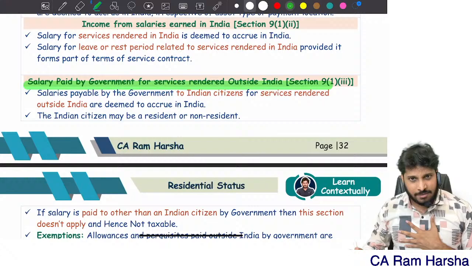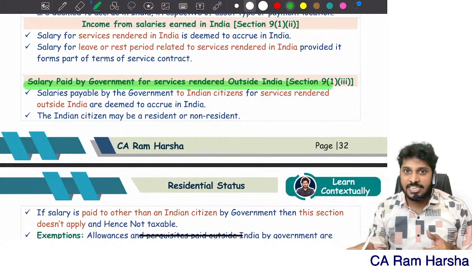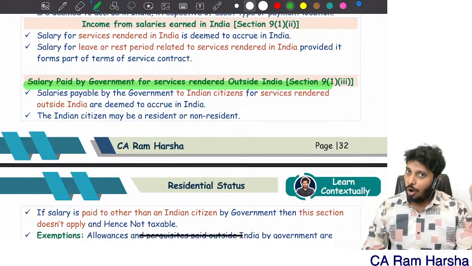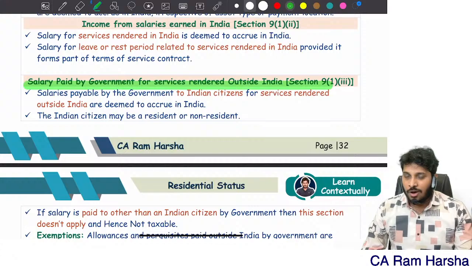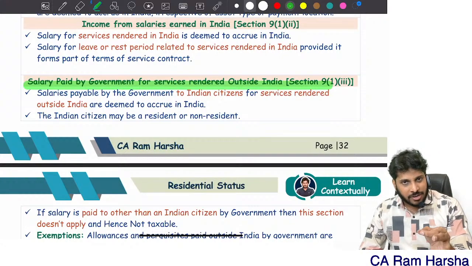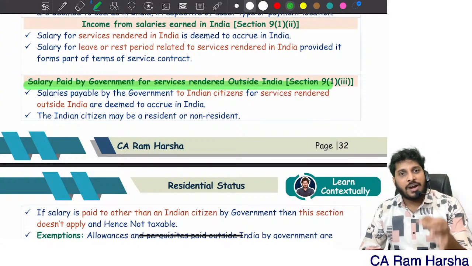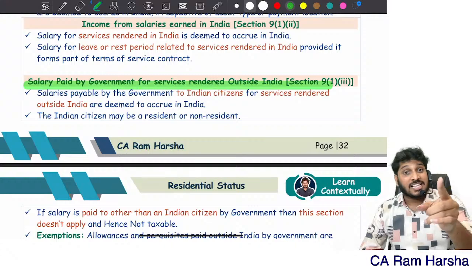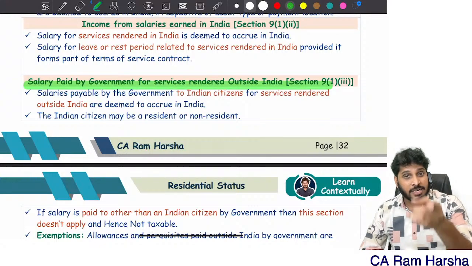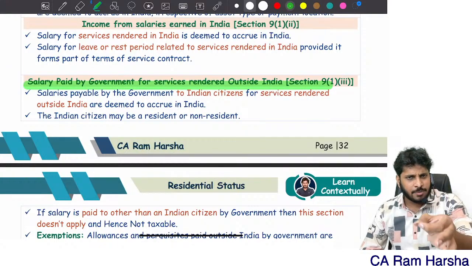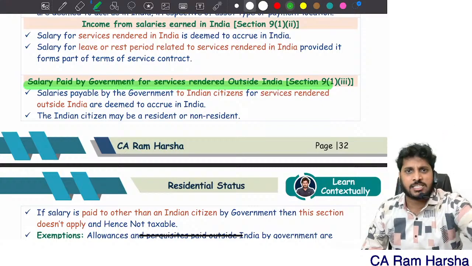Salary paid by government of India. To whom? Indian citizen only. Where is he working? Outside India. Salary paid by government of India to an Indian citizen providing services outside India. Even though paid by the Indian government, the salary is deemed to accrue in India and it is fully taxable for him.